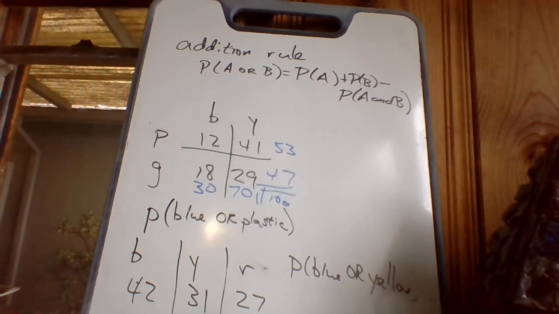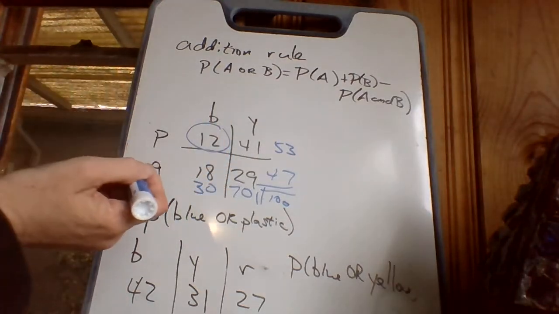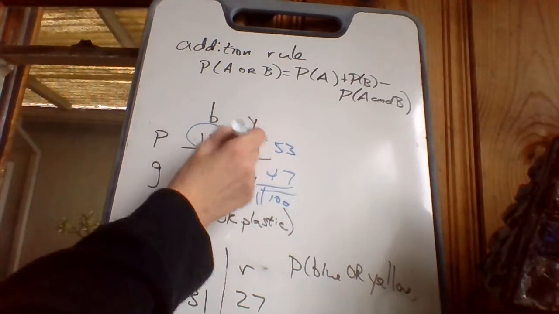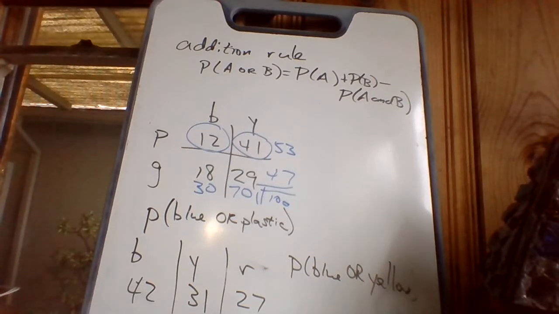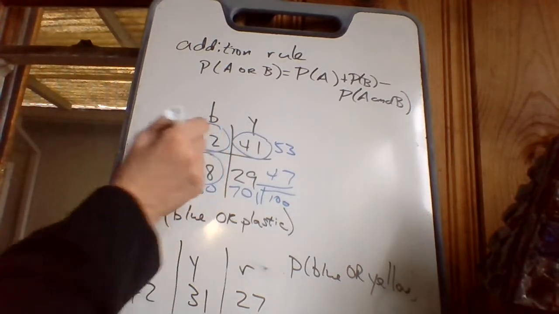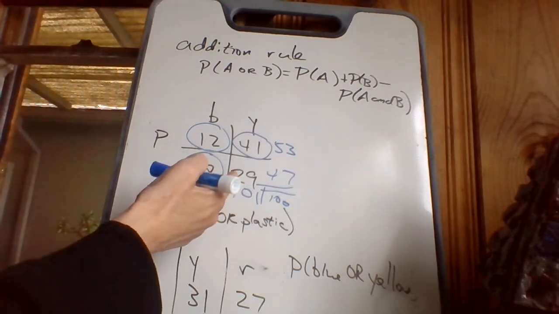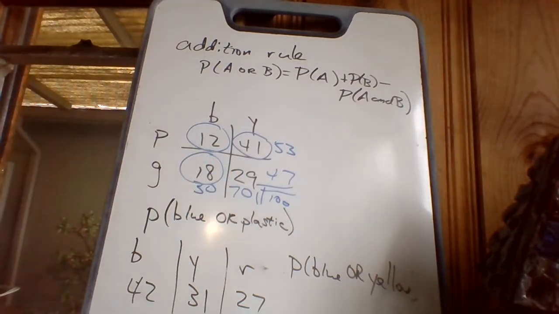If they come back with one of these 12 right here, we're good, because that's what it said. If they come back with one of those 41 right there, we're still good, because I said blue or plastic, and they brought back something plastic, so that counts. If they brought back one of these ones right here, we're still good because they brought back something blue. The only time they didn't do what I said is if they brought back something that was yellow and glass. Go get me something that's blue or plastic. It means all of those.